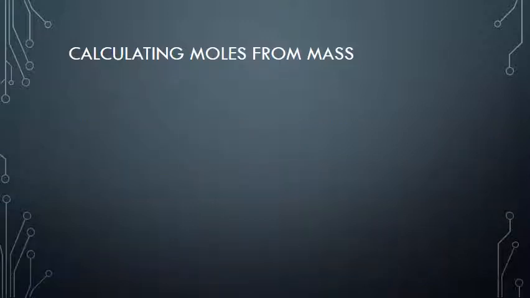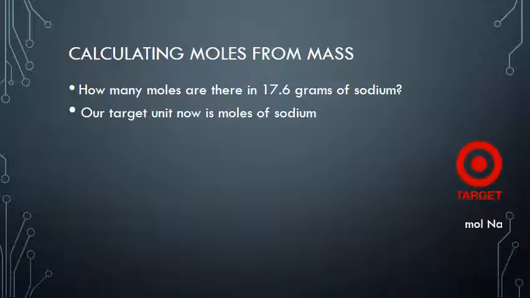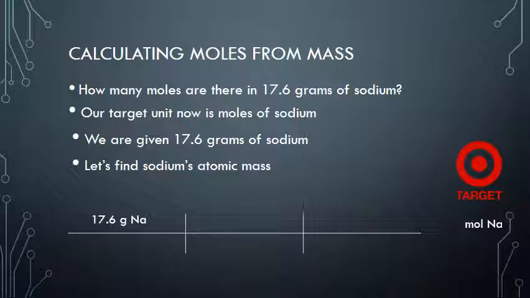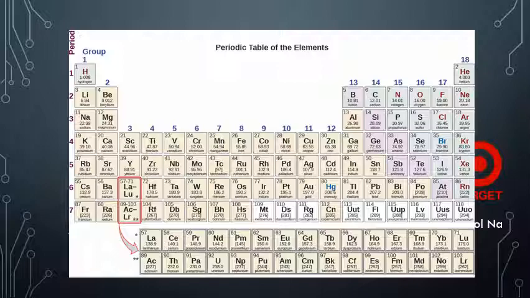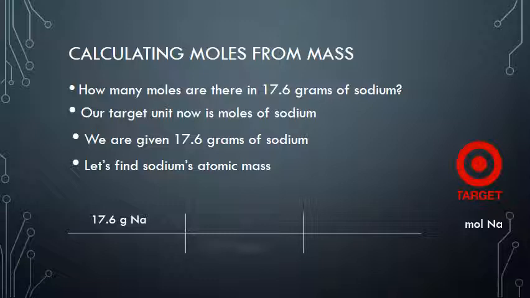Let's work another example where we're given mass and we will find moles. So how many moles are there in 17.6 grams of sodium? Our target unit is now moles. Moles of sodium. The symbol for sodium is Na. Set up our dimensional analysis array, start with our given information, 17.6 grams of sodium. Our conversion factor is the atomic mass. To the periodic table we go, we find sodium. Its atomic mass is 22.99.